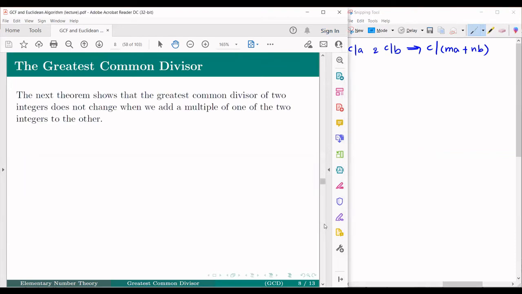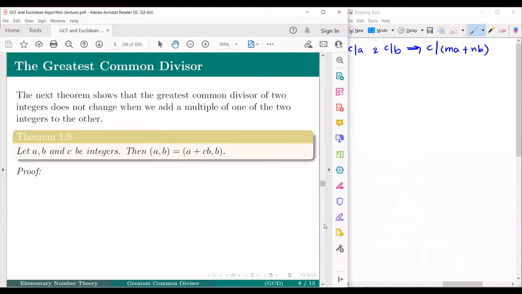The next theorem shows that the greatest common divisor of two integers does not change when we add a multiple of one of the two integers to the other. So we have here, if A, B, and C are integers, then we have this one. It means the GCD of A and B is the same as the GCD of A plus CB and B. So when we add the multiple of the other integer here, we add CB. CB is a multiple of B. Or we can also have this one.